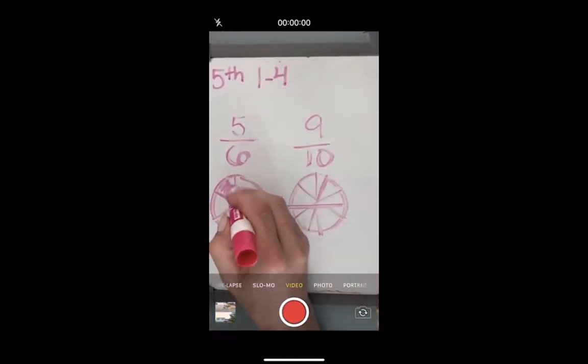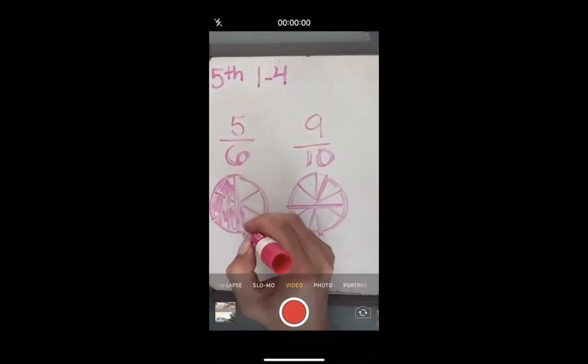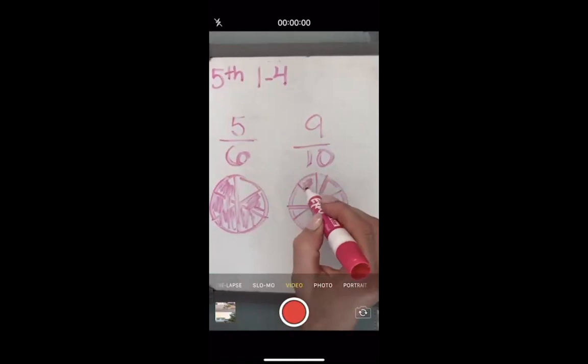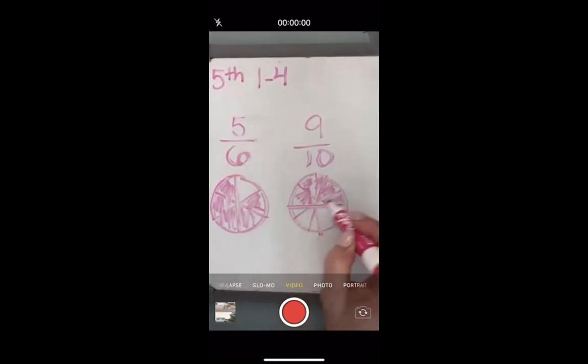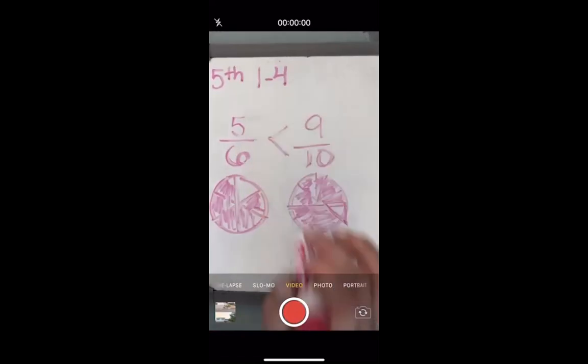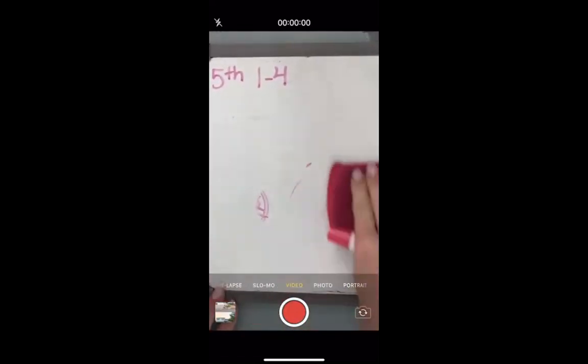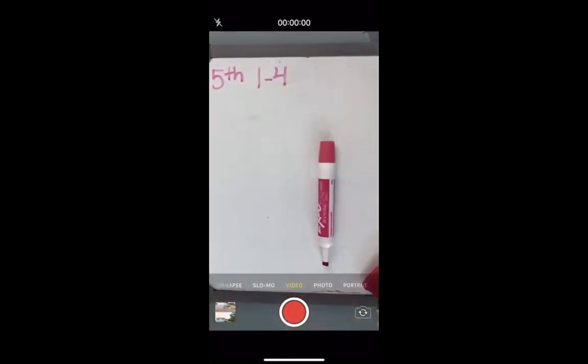So 5 of these is further away from a whole than 1, 2, 3, 4, 5, 6, 7, 8, 9 of those. I only have this little piece missing. So 9/10 would be greater than 5/6. So you can always think about the size of the pieces when it comes to this as well.